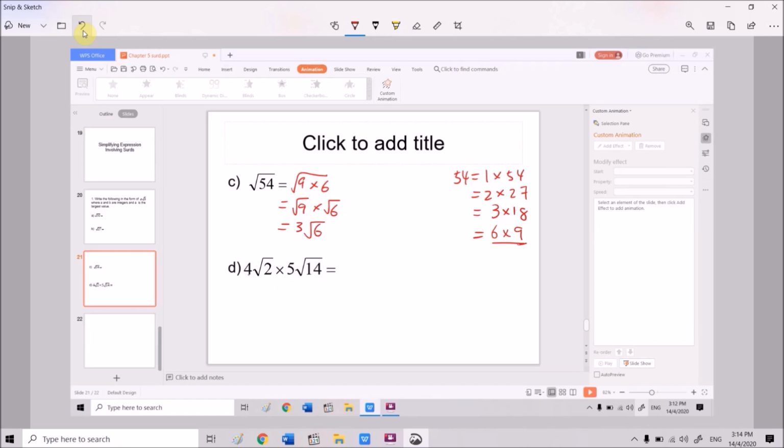And for the last question here, 4 times 5 gives 20, and then 2 times 14 is 28. So from this part, 28, we try to find all the possible combinations of factors. It can be 1 times 28, 2 times 14, 4 times 7. These are all the possible factors. Within these factors, 4 is the only perfect square number. So we take the 20 times this 4 times 7. This becomes the square root of 4 times the square root of 7. And the square root of 4 is 2. 2 times 20 is 40. So this is your final answer.